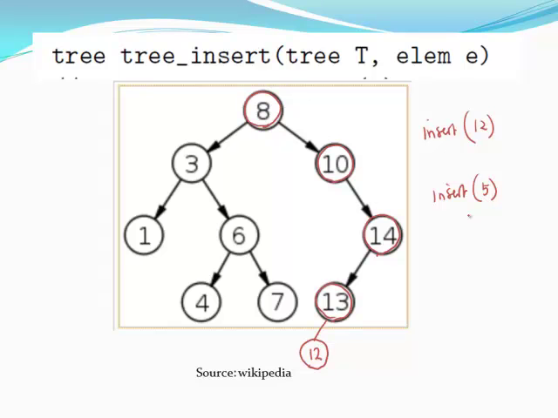So the algorithm would be the same. We compare 5 to 8, go left. 5 to 3, go right. 5 to 6, go left. 5 to 4, go right. Now we've come across a null pointer, so we're going to be inserting 5 into that.